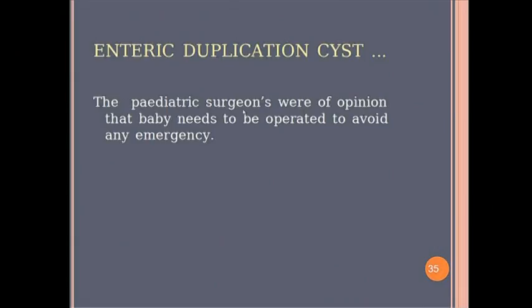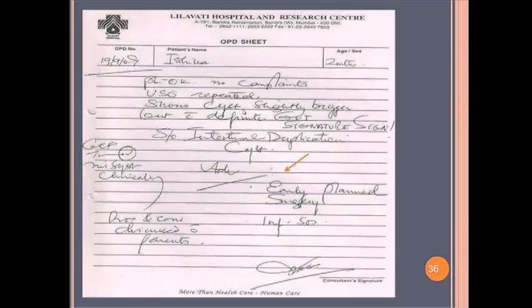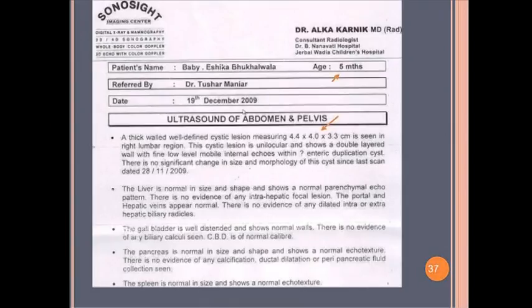The pediatric surgeons were of the opinion that the baby needs to be operated on to avoid any emergency. They had asked for an early planned surgery. This was in the 5th month, when the size of the cyst was 4.4 by 4 by 3.3. This was the size of the cyst the 5-month-old baby had in her abdomen.